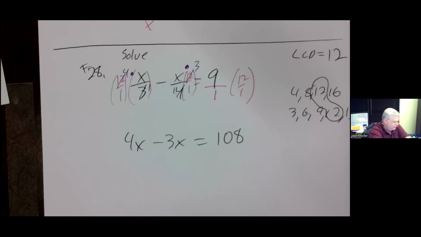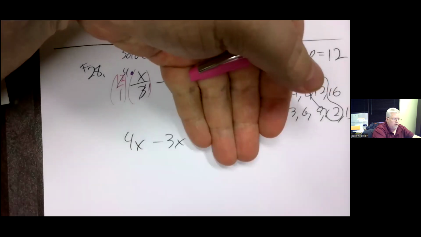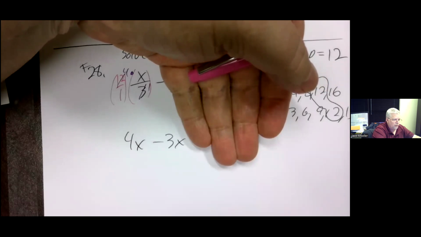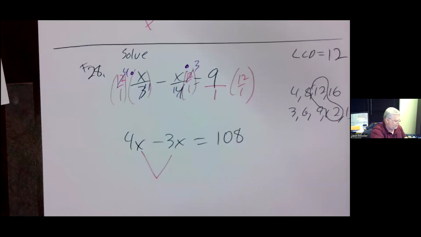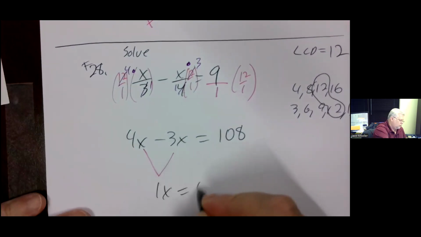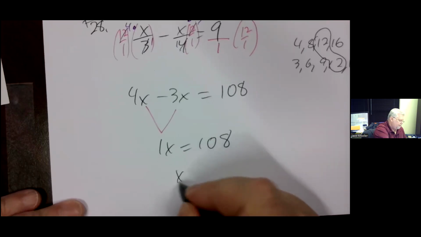Now what do we do? Well, again, those are on the same side, so don't do opposite operations. If it's on the same side, do the operation that is there. And so we just do 4x minus 3x. This is 1x equals 108. And then once we get down to 1x, we have our answer.